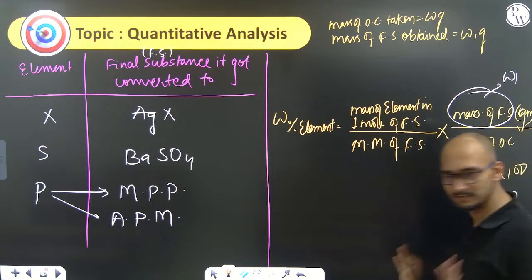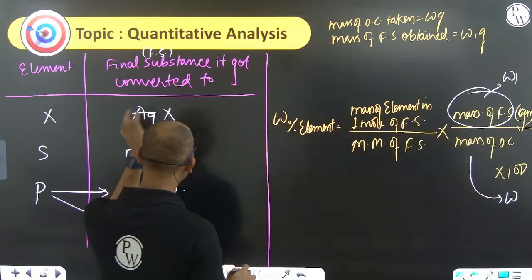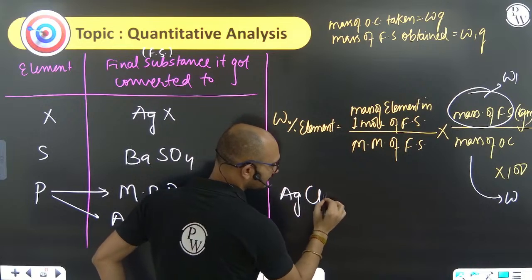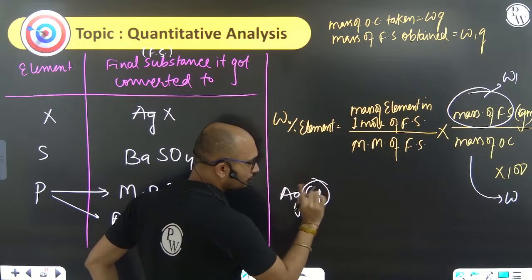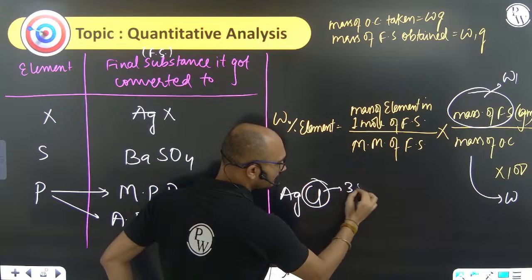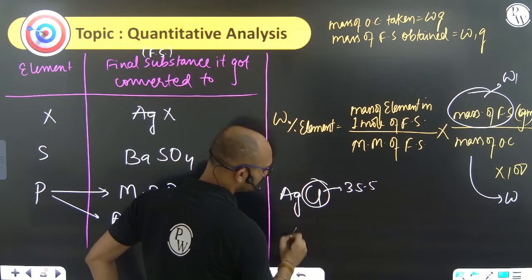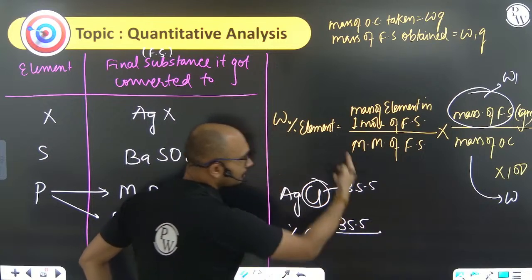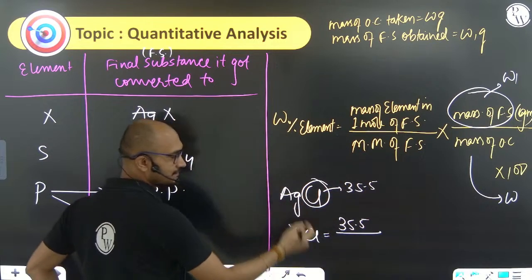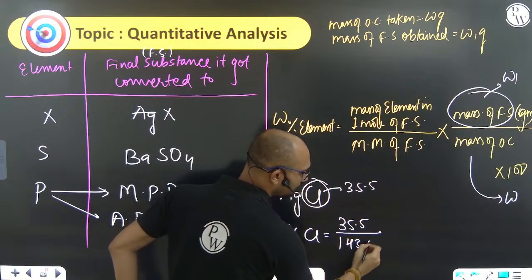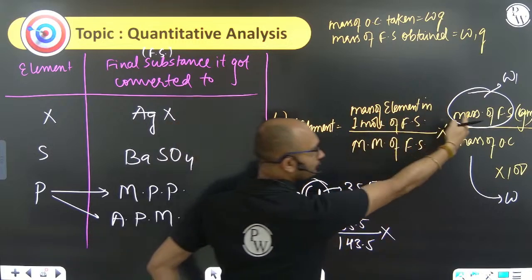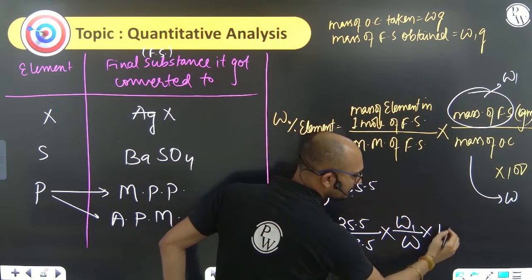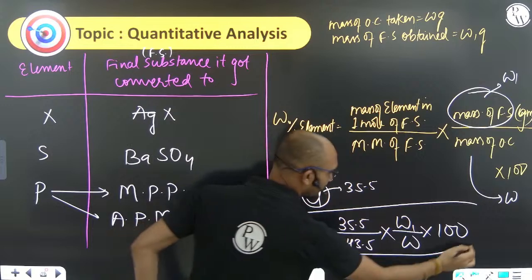Can you see? Is it all understandable? Chalo, I'm taking one example for AgX. Consider karo AgCl hai, और AgCl के लिए how many Cl are there? One Cl has mass 35.5. So percentage of chlorine will be 35.5 divided by the molar mass of final substance, that is AgCl, 143.5, multiplied by the mass of final substance, consider W1, divided by the mass of organic compound, consider W, multiplied by 100, you will get the percentage of Cl.